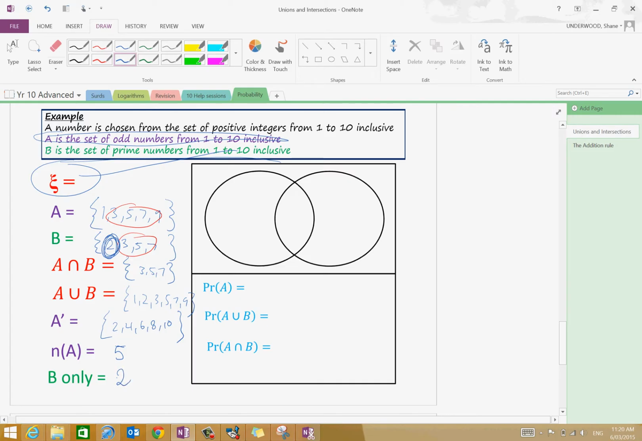All right, so therefore, what's the probability of A? We've got 1, 2, 3, 4, 5 out of 10. Probability is 5 out of 10 or a half. Probability of A union B, we've got 6 out of 10, which of course you would simplify, wouldn't you?